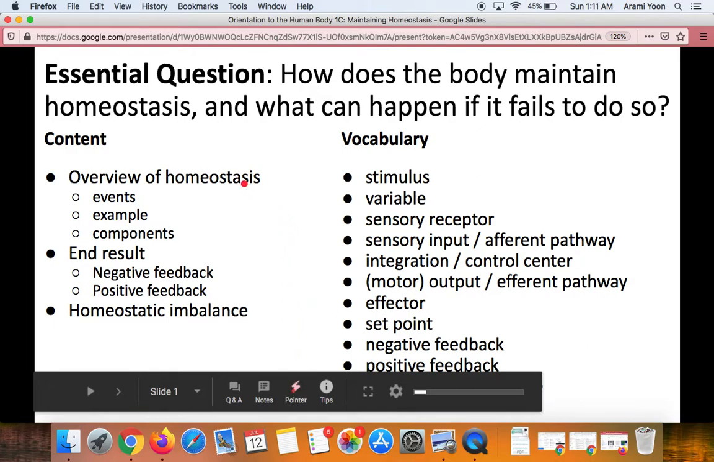We'll be talking about what homeostasis is and what the end results of it are, and then last of all, what happens when you are not able to maintain homeostasis.